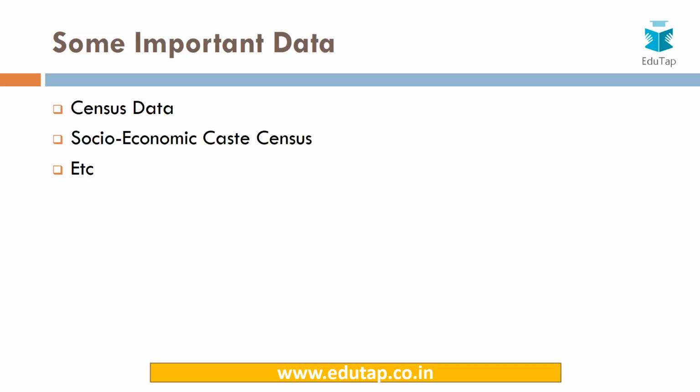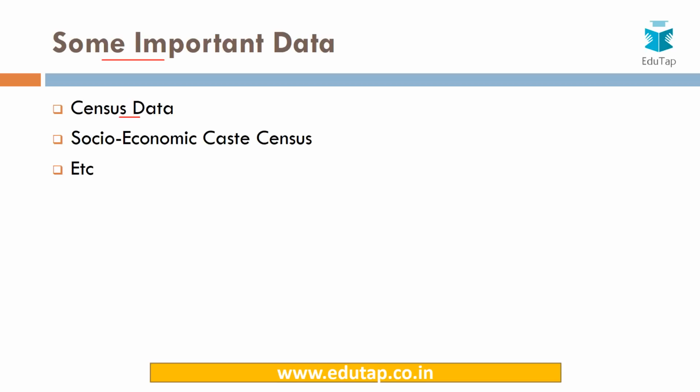The first category is some important data. Basically here we are referring to the questions that have come from census data and the socio-economic caste census. With respect to the RBI Grade B 2018 examination, the questions would come from the latest census, that is the 2011 census, and the socio-economic caste census of 2011. The questions that come from such categories are factual questions, so we need to memorize such answers.